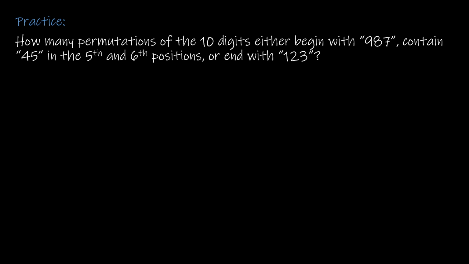So again, we're looking at permutations of the 10 digits, that's digits 0 through 9, there are 10 of them, that either begin with 987, contain 4, 5 in the 5th and 6th positions, or end with 1, 2, 3. So we're going to call 987 my first set, 4, 5 my second set, and 1, 2, 3 my third set. As I'm working through this, I'm going to remember that there are 10 spaces.